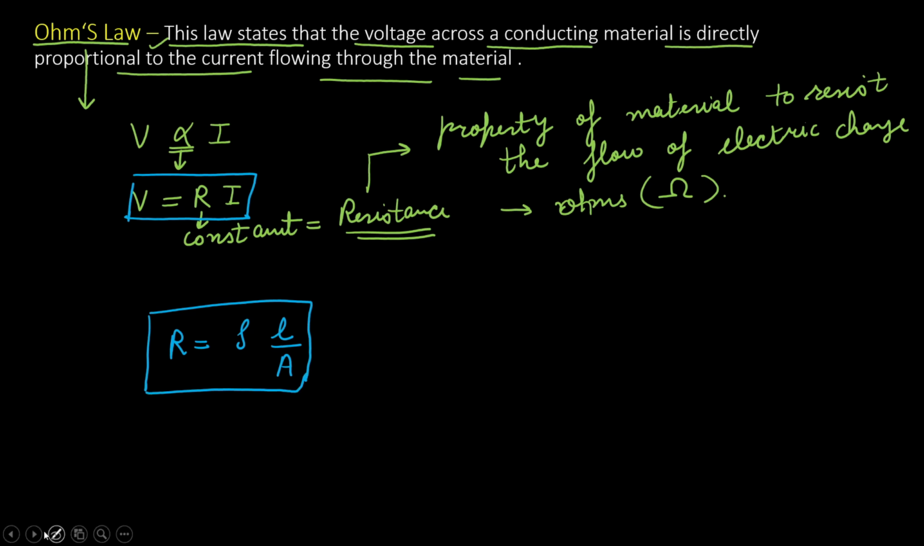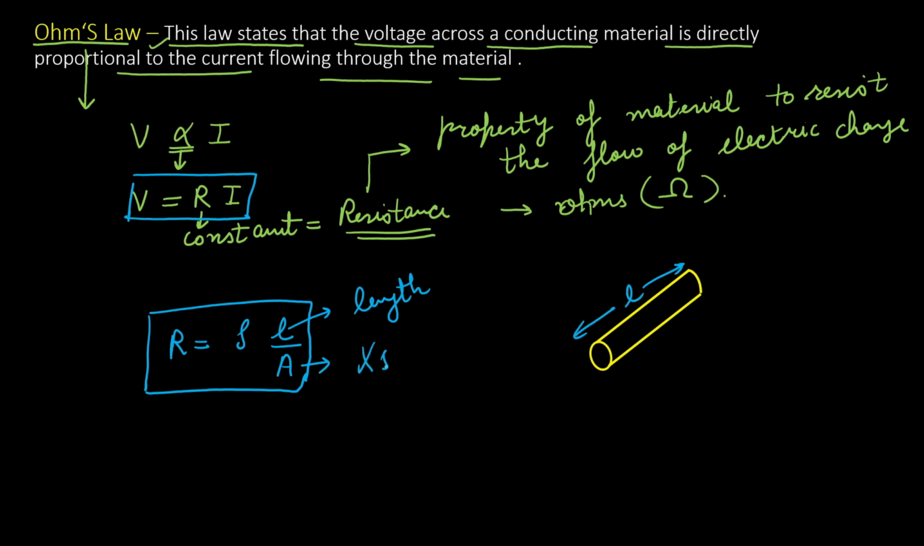So what is L? L stands for the length of a wire, or you can say the length of the resistor. A stands for the cross-sectional area of the resistor, and rho stands for the resistivity, which is measured in ohm meters.